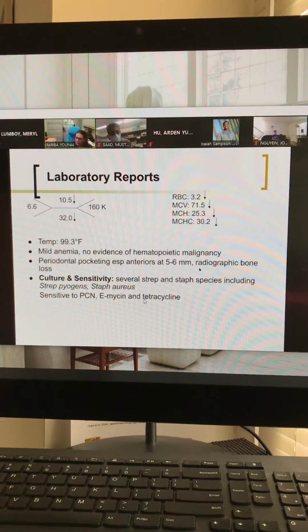The other data that we have from her is that her pockets are 5 to 6 millimeters, and there is some bone loss that you see on the radiographs. You do a culture and sensitivity from one of these gingival sites that has purulence, and it grows Strep pyogenes and Staph aureus. They do a sensitivity test, and it shows that it's sensitive to penicillin, erythromycin, and tetracycline. That's a typical culture sensitivity response you get.